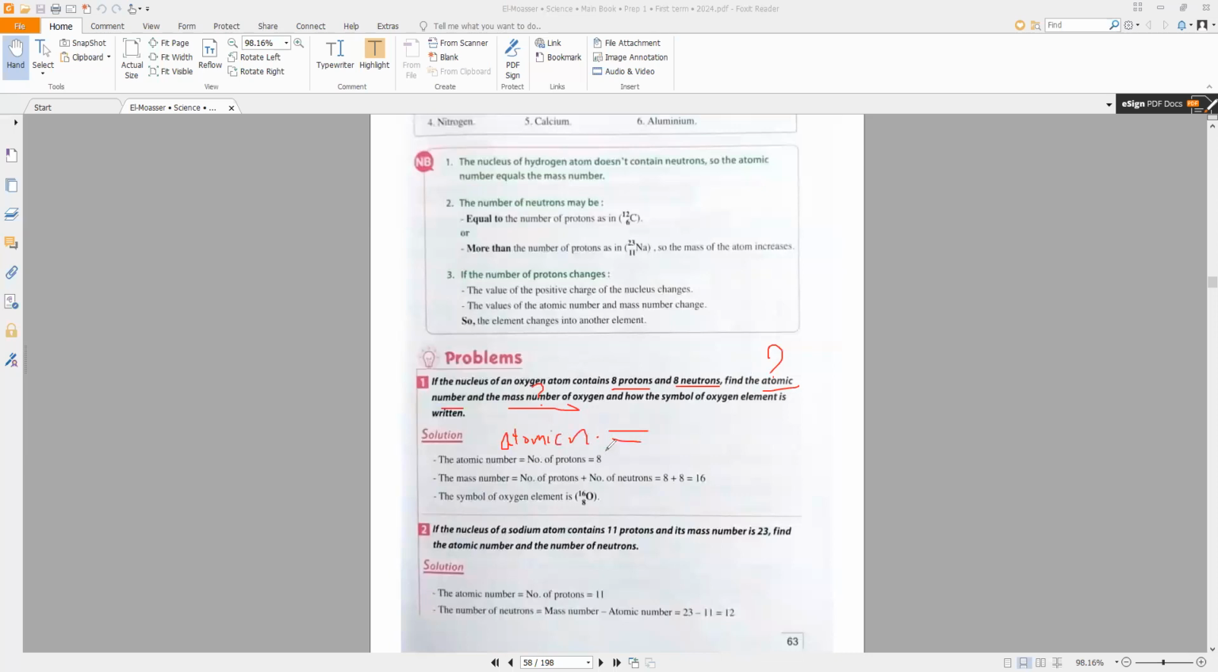The atomic number equals the number of protons. What is the meaning of atomic number? The atomic number is the number of protons that are present inside the nucleus. So the number of protons in this problem is 8. So the atomic number is 8. This is number 1. Number 2, calculate the mass number.